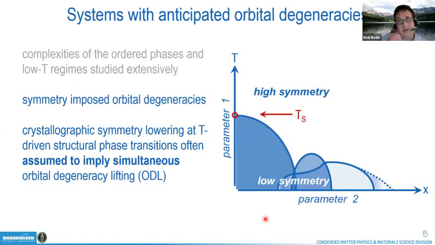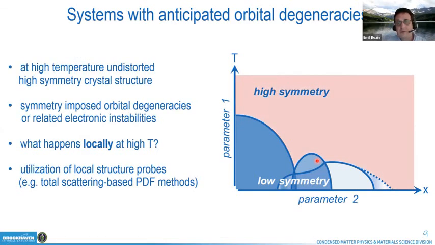In the systems where orbital degeneracies are anticipated based on their relatively high symmetry of the ordered structure, crystallographic symmetry lowering, let's say at a temperature-driven structural phase transition, is often assumed to imply simultaneous orbital degeneracy lifting. However, this is not always the case. So usually in materials, high temperature phases are characterized by undistorted high symmetry crystal structure, which imposes, as I said, orbital degeneracies and related electronic instabilities.